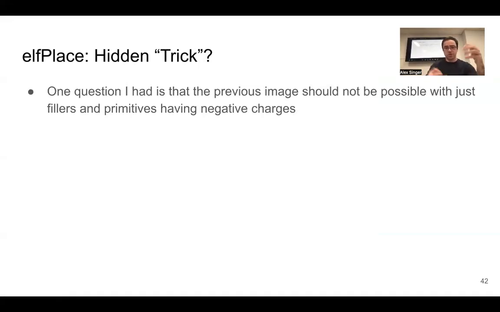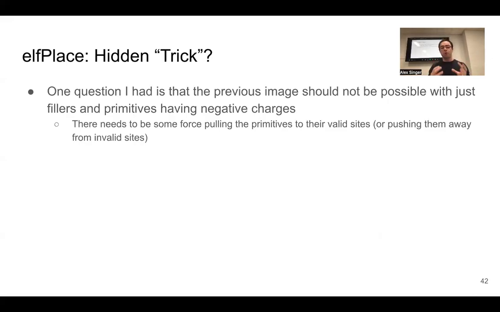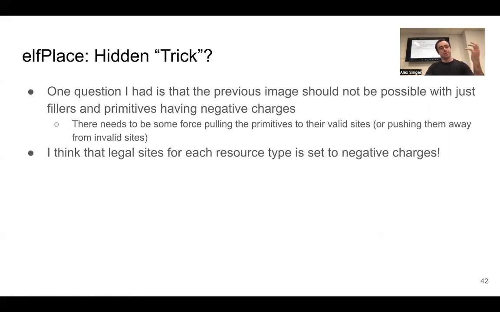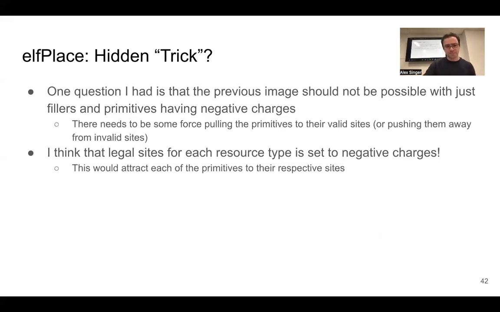One question I had from the previous image is, it should not be possible with just fillers and primitives having negative charges that things would create those nice long strips. There needs to be some force pulling the primitives to their valid sites or pushing them away from invalid sites. So from reading other papers, I think what they did is that legal sites for each resource type have fixed negative charges, which attract the positive charges of that type. So for example, all LUTs will feel an attraction to valid LUT sites, and that's what I think is going on. This would attract each of the primitives to their respective sites.